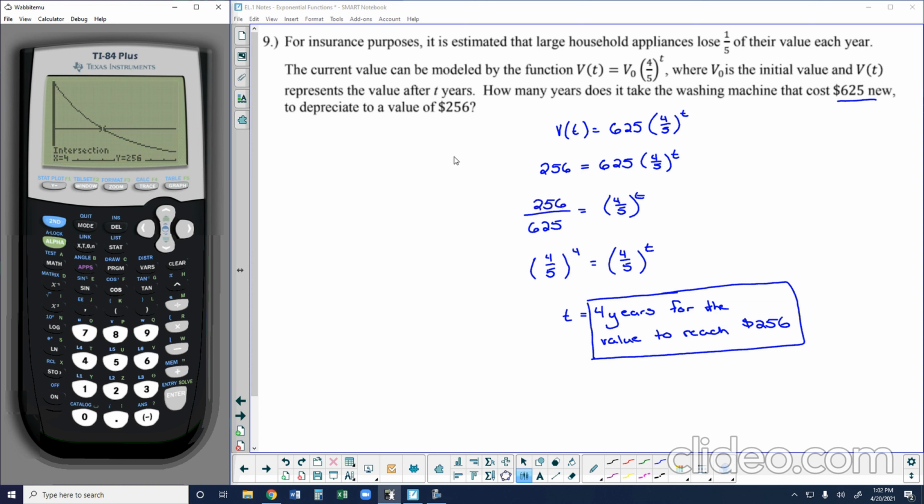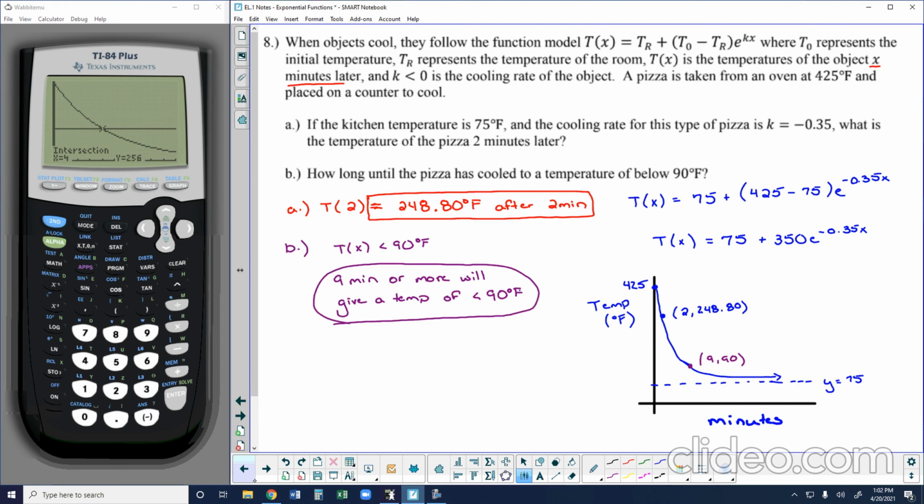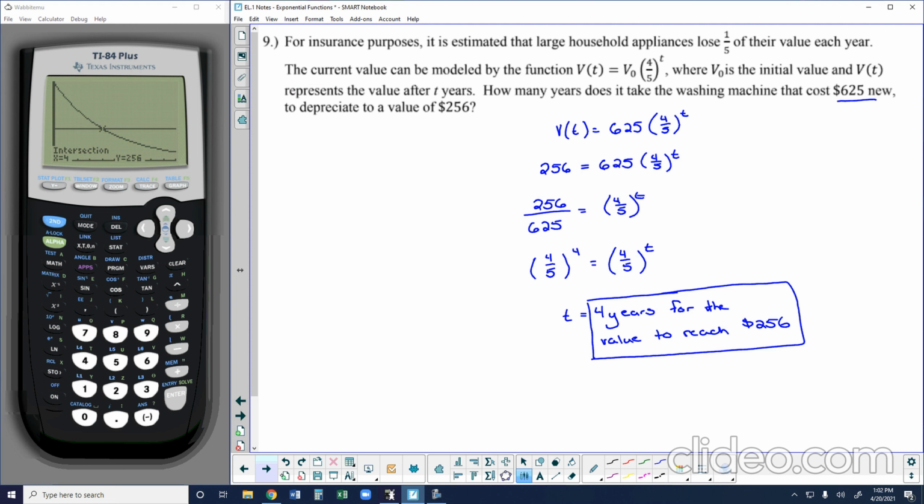So if you can substitute and solve these algebraically, that's definitely a method that we can choose. You can also do them graphically, as we did in problem number 8. And this looks like a good place to stop. So here are some basic applications for exponential functions. As always, thank you guys for tuning in, and I'll see you soon.